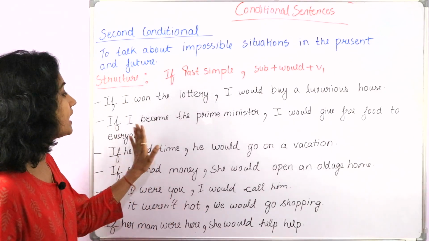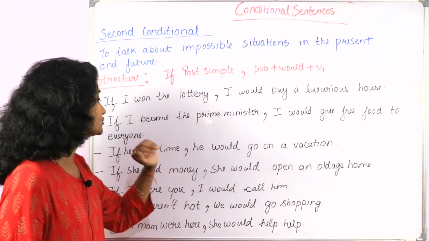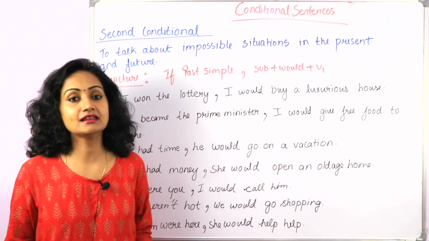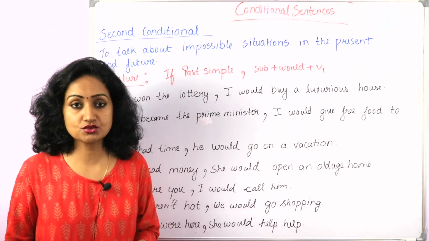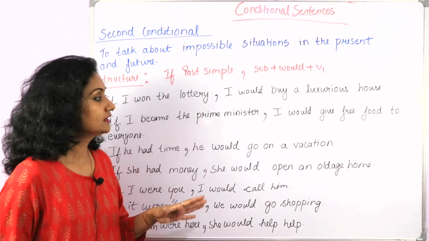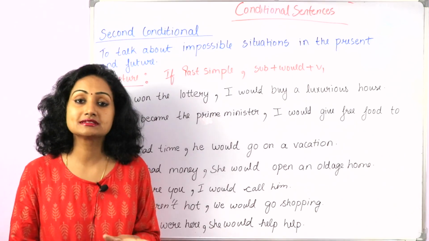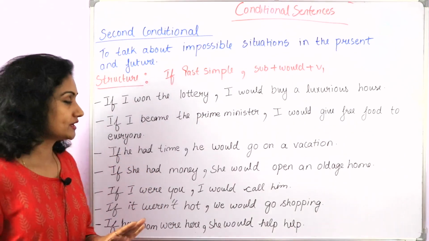Next is, if I became the Prime Minister, I would give free food to everyone. So again, an impossible situation, because I can't be a Prime Minister, I know that, and I would not give free food to anyone. So this is an impossible situation.